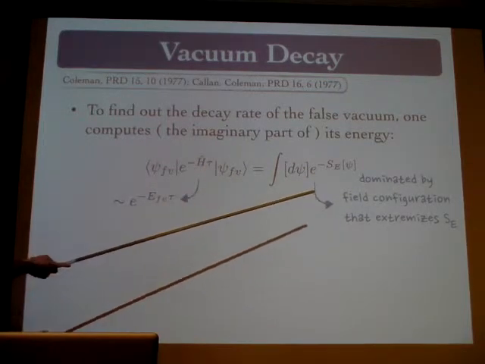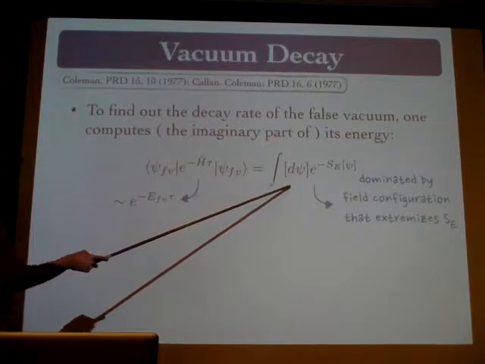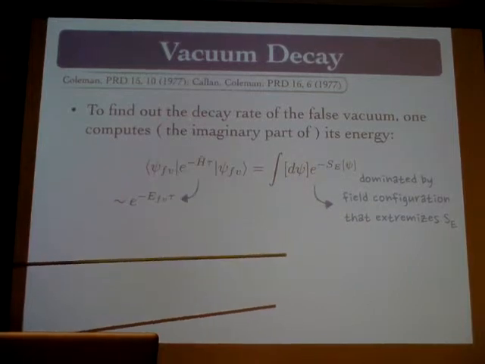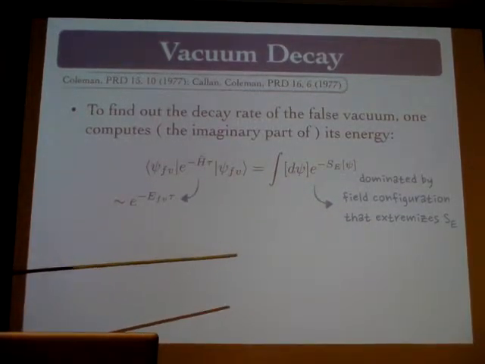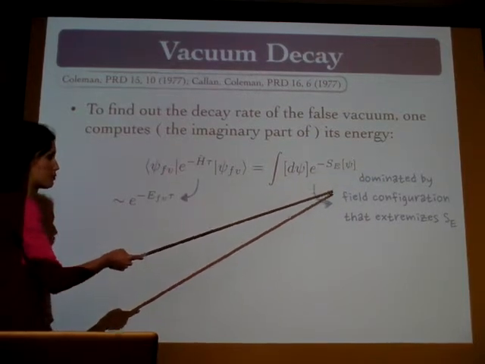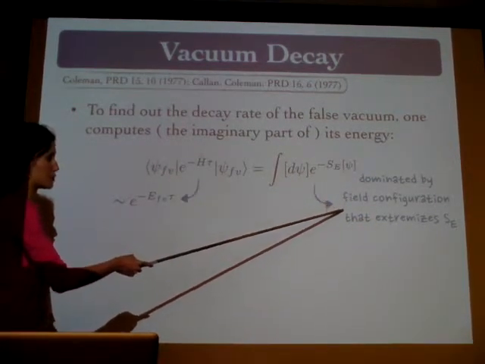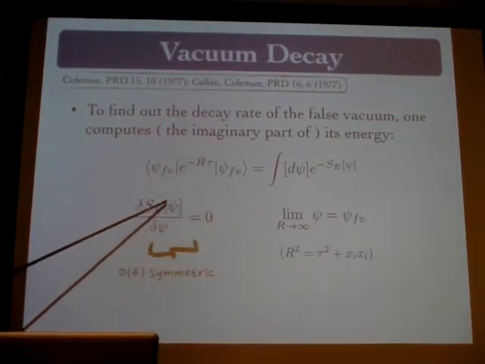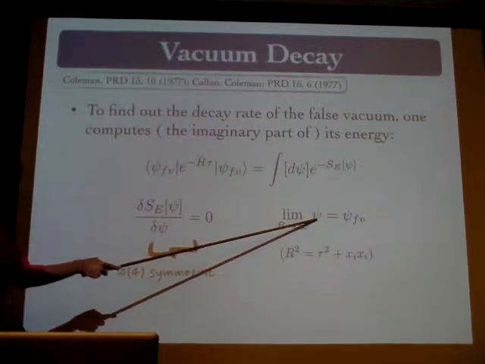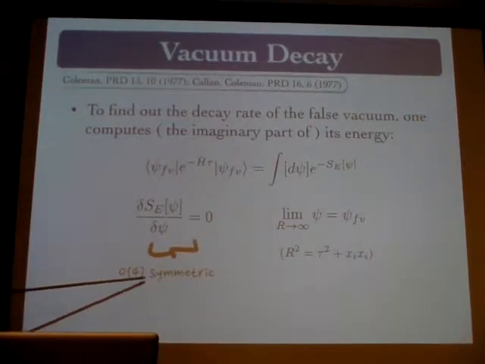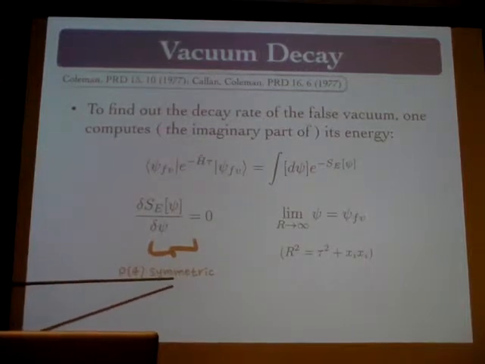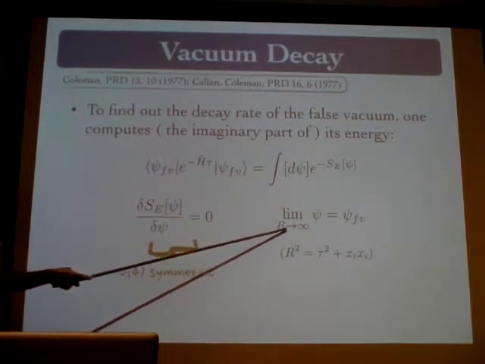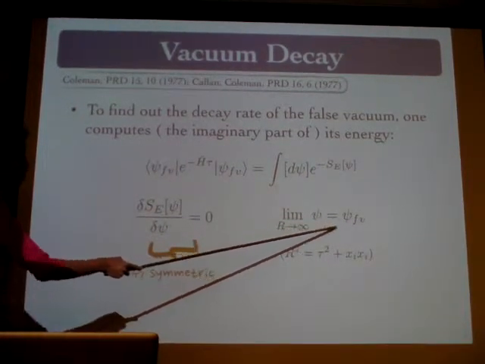One way to compute this is to use the usual Euclidean path integral formulation, in which on the right-hand side you're summing over all paths that start and end in the false vacuum. And as usual, the sum is going to be dominated by those field configurations that extremize the Euclidean action. So you're looking for solutions that extremize this and are subject to these boundary conditions. Notice that this equation is O(4) symmetric, so the solution will depend only on r, where r is just the O(4) symmetric radius. The boundary condition is just that for large r, the value of psi goes to the false vacuum.